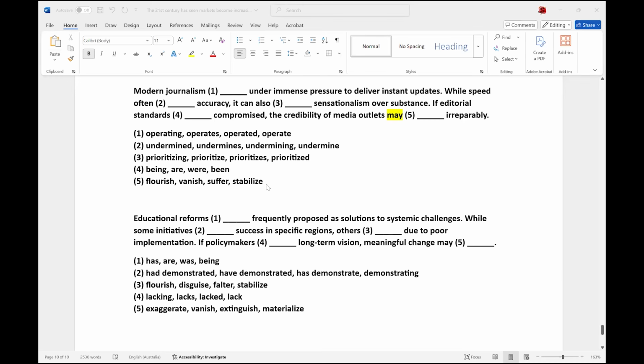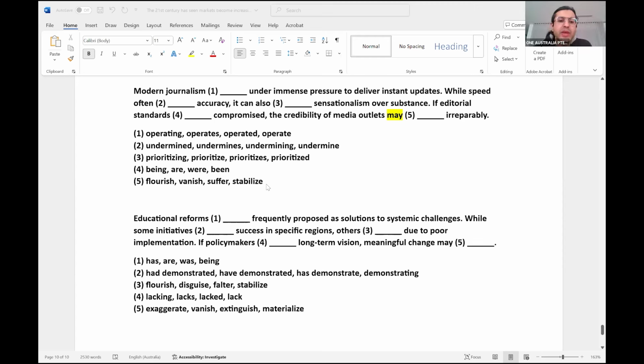Okay. What does it mean, sir? Falter means to not be able to progress smoothly, to stop, to fall down. It means to make a mistake. You're not able to progress smoothly because of obstacles. So you falter along your path. Okay, sir. Thank you.